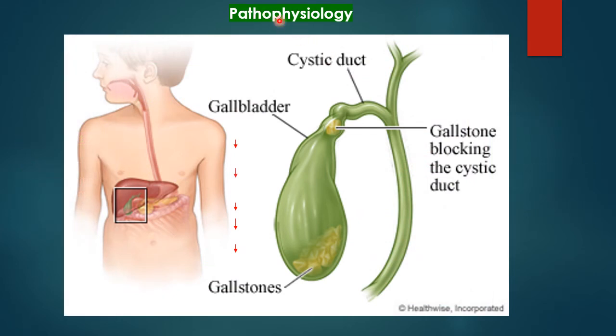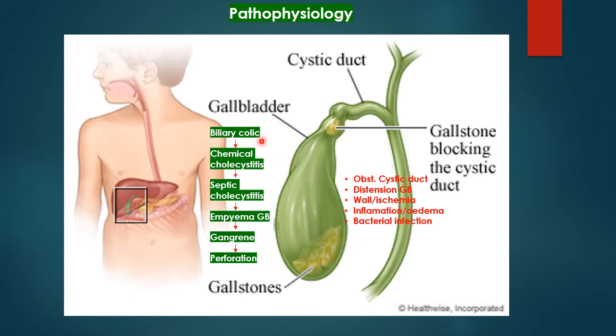In summary, regarding the pathophysiology, the cystic duct and the neck of the gallbladder is blocked due to the stone, and this obstruction of the cystic duct leads to distension of the gallbladder, ischemia of the gallbladder wall, inflammation and edema, and leading to bacterial infection. These are the various stages in the development of acute cholecystitis: biliary colic, chemical cholecystitis, septic cholecystitis, empyema of the gallbladder, gangrene, and perforation.